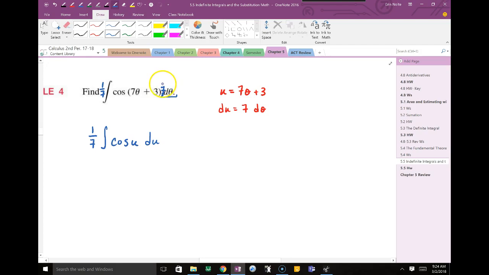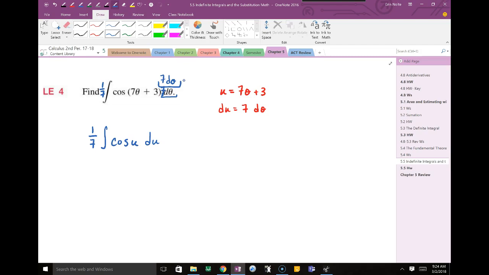Okay, so you see how I put this? It's kind of hard to see, but I put this right here, says 7 d theta. So I'm replacing that 7 d theta with du. Okay. All right, so we're in terms of u. Now what do we do?